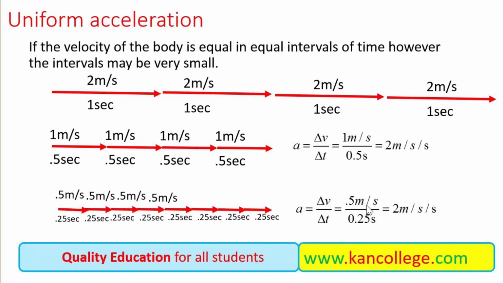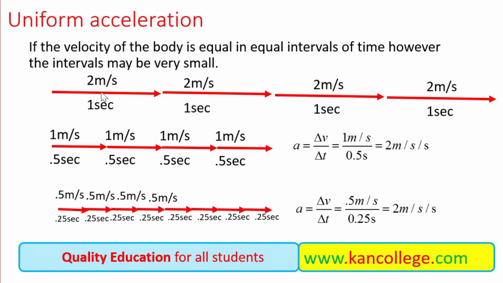Acceleration is the value of change in velocity per second. So over here, for 1 second the change in velocity is 2. For this case, the change in velocity for the complete 1 second is also 2, and in this situation, for the complete 1 second the behavior is the same. So we can say that in uniform acceleration the change of velocity, or the acceleration, remains the same, however small the intervals may be.